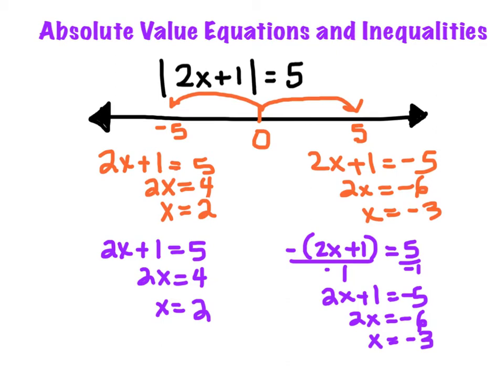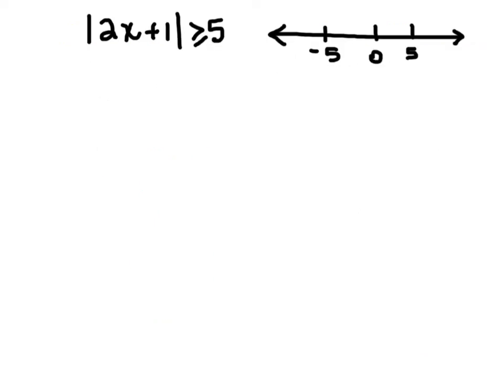No matter if I say 2x plus 1 equals 5 and it also equals negative 5, or this distance is 5 and the opposite way of this distance is 5, I'm still going to get the same solutions. I believe that this is an easier way to solve absolute values, especially for what we're coming up with, inequalities. So let's just look at this. We're going to solve an inequality.